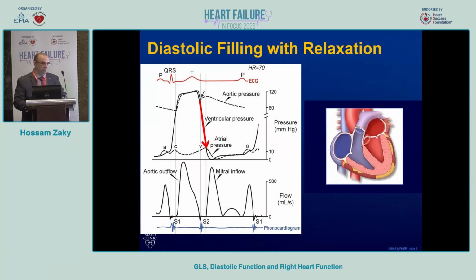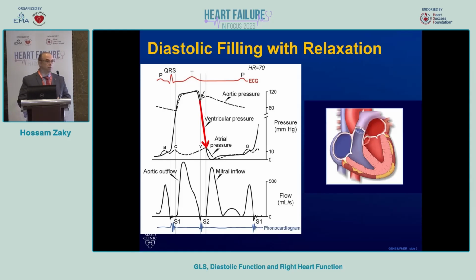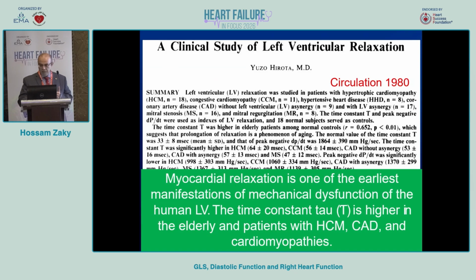For long years, since the first cardiac cath in 1949, we thought that filling of the heart is passive due to pressure difference, and when the pressure is higher in one chamber, the valve will open and the heart will fill passively. Till 1980, when this paper came, and it could calculate the so-called tau, or the time constant of filling, and they could prove that filling is an active process and it is ATP consuming.